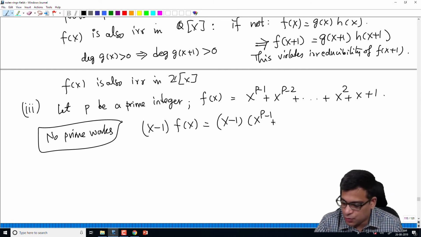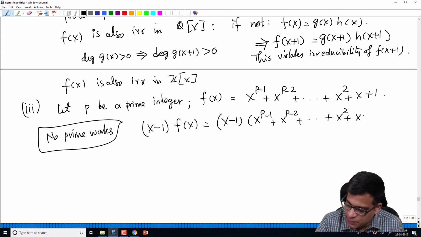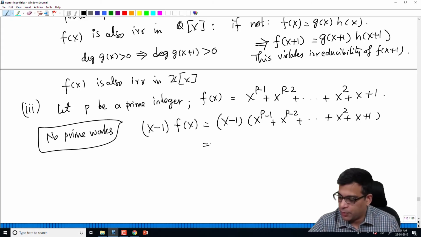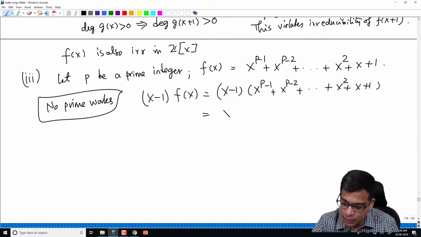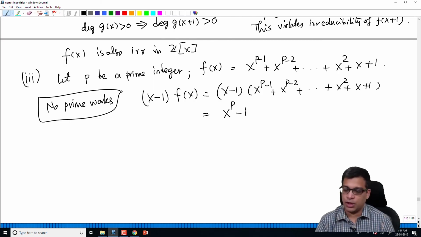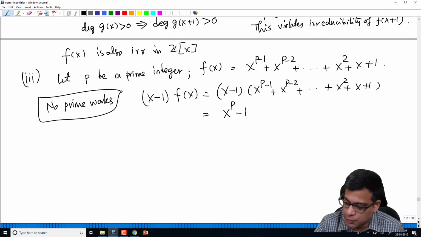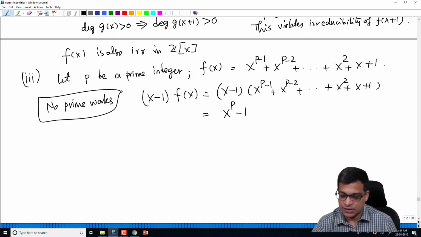So I get x minus 1 times x power p minus 1 plus x power p minus 2 plus x squared plus x plus 1, and now if you multiply this out, what you get is simply x power p minus 1, because all the other terms will cancel out, right? There will be an x power p minus 1 plus x power p minus 1 minus x power p minus 1, and you will cancel all the terms except this.